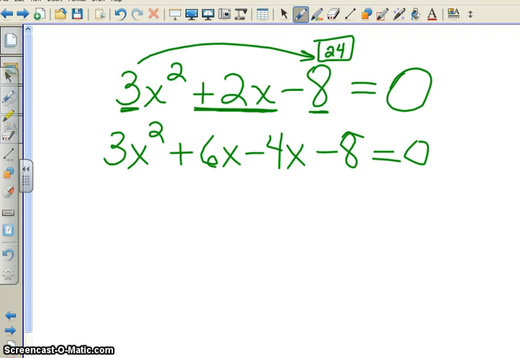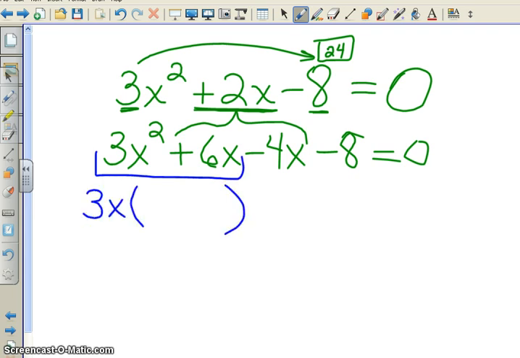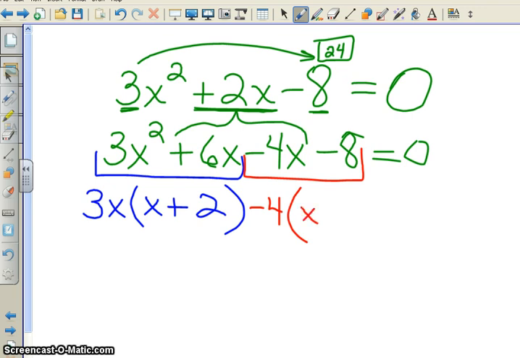Now notice my signs in there. Positive 6 minus 4 is what is equivalent to positive 2. And now we've got a greatest common factor of the first half of 3x. And when I divide both of those by 3x, I'm going to get x plus 2. And in the back half, my greatest common factor is negative 4. And dividing both of those by negative 4 is going to be x plus 2.